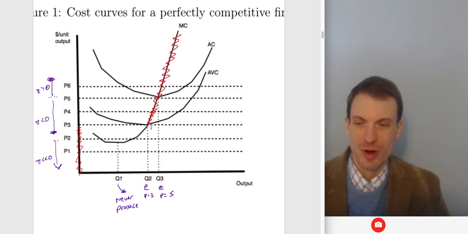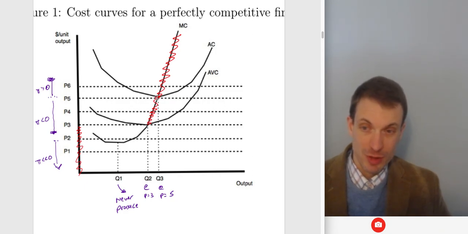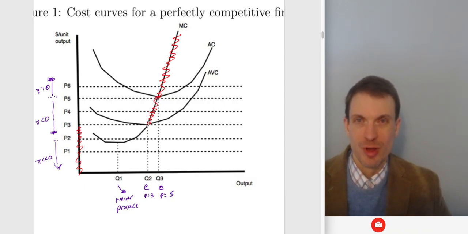That's where profits are 0. Our shutdown point is the minimum of average variable cost. Below here there's economic losses below average cost, but once you get below average variable cost, you're no longer covering your ingredients or your labor costs.